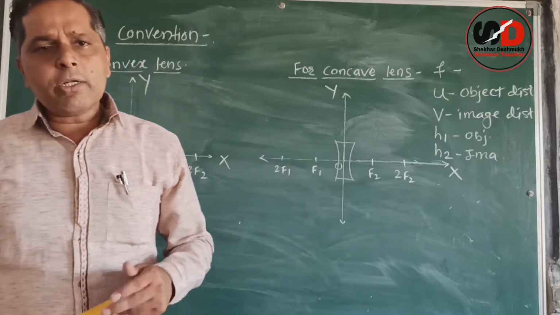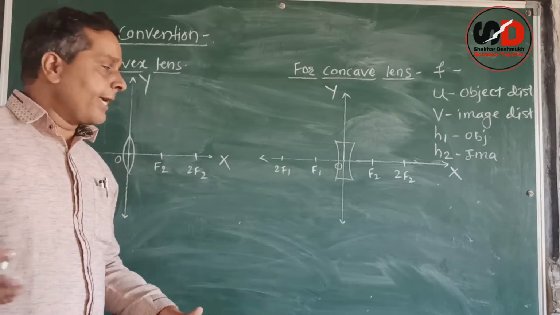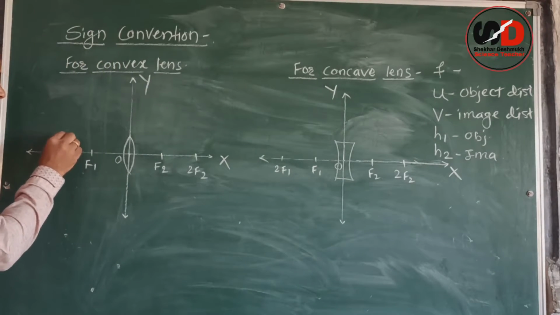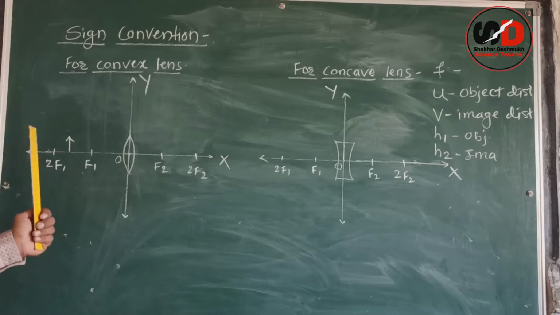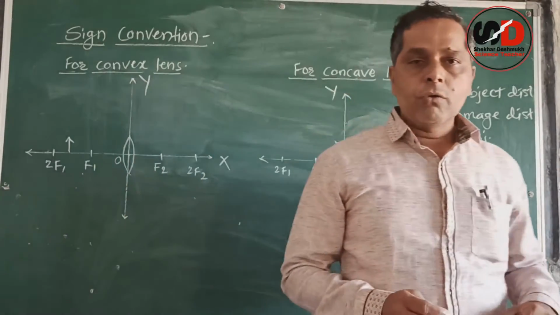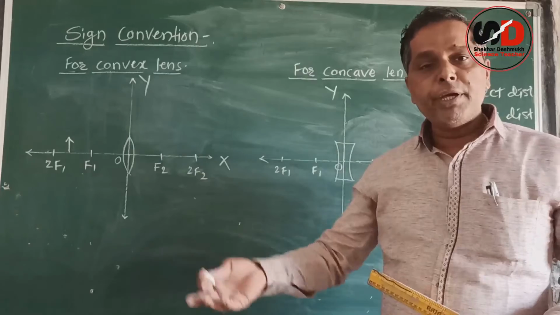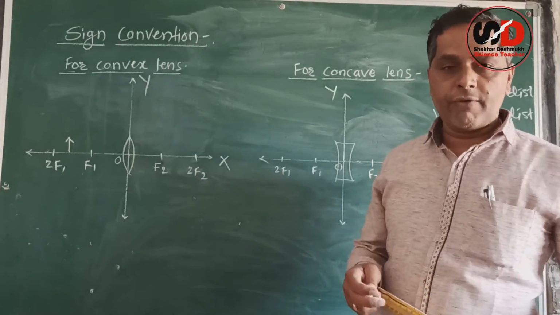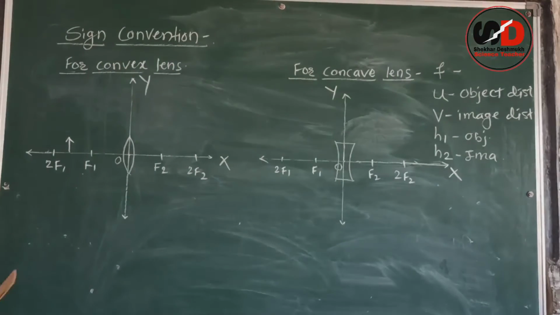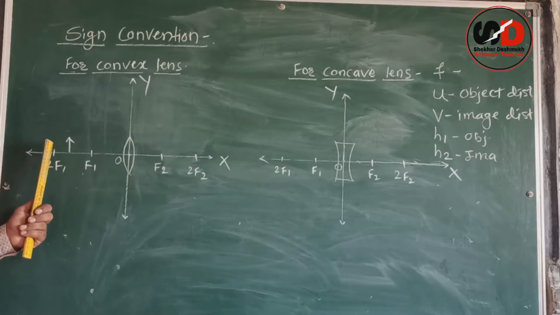So what is Cartesian sign convention? Whenever we draw ray diagrams, we take the object here. The object is always taken to the left of the lens. Actually, we learn it in 9th standard also. We see the Cartesian sign conventions for mirrors, concave and convex mirror. It is similar here. So, first condition, the object is always taken to the left of the lens.